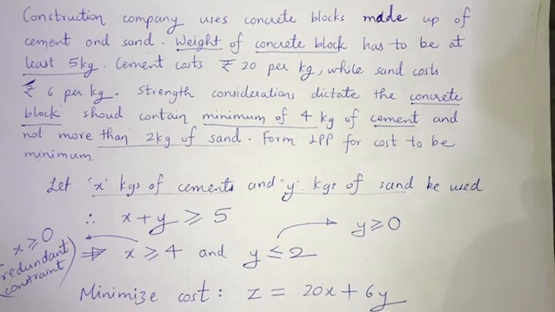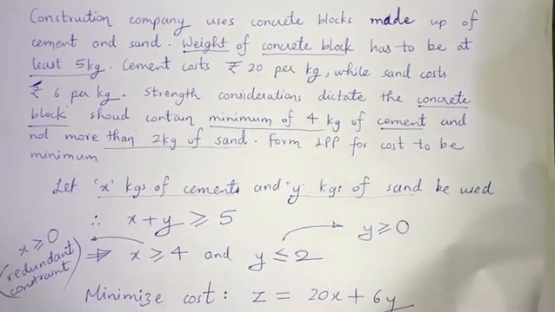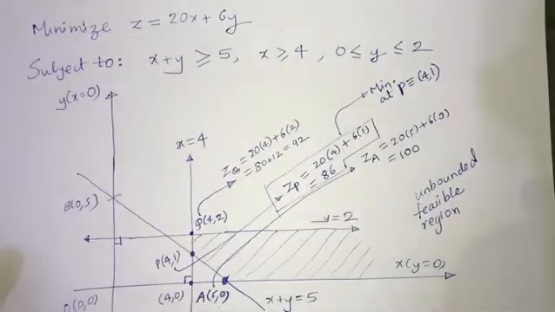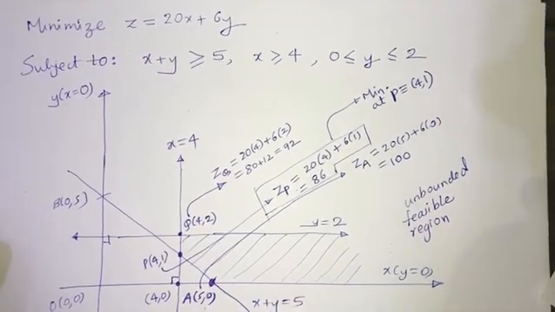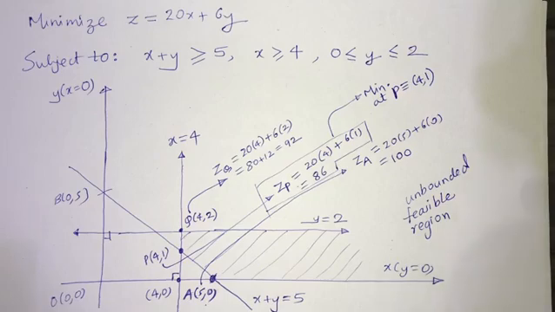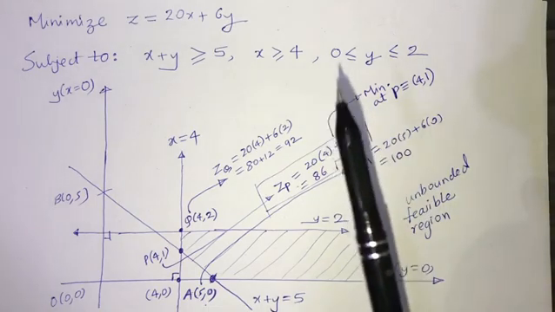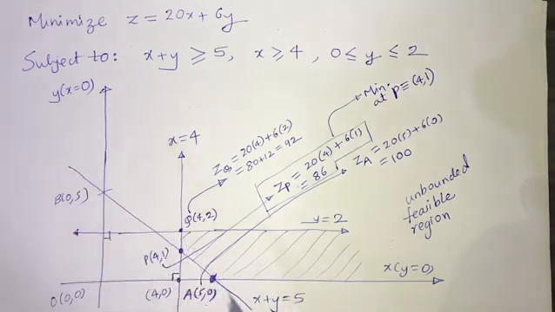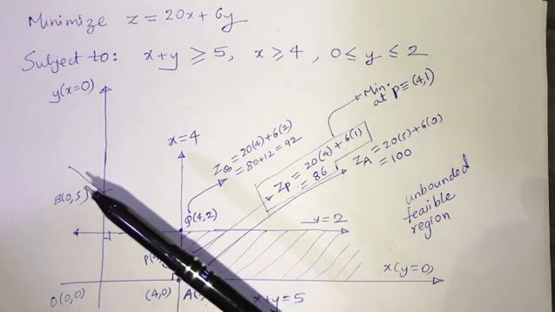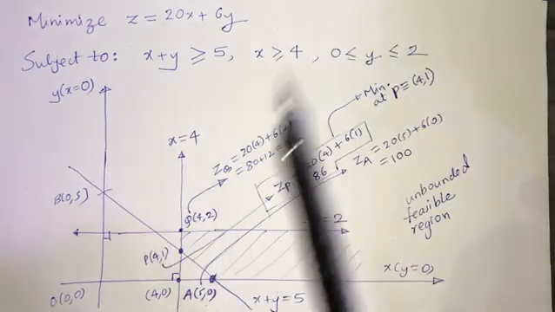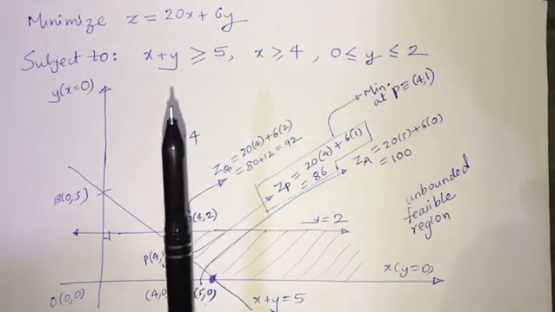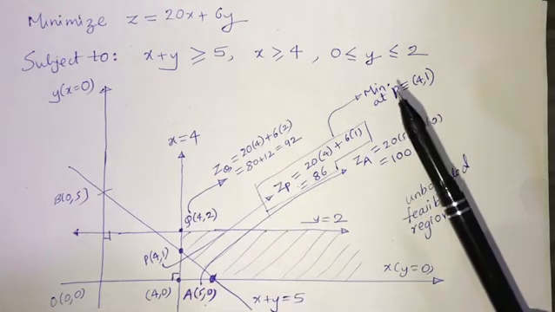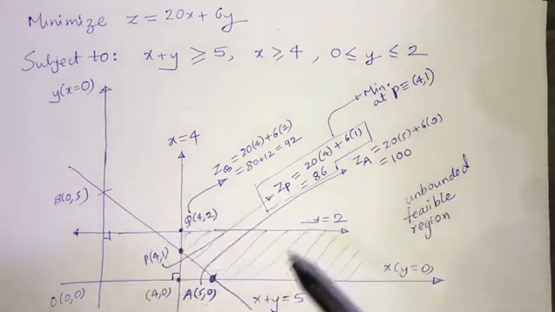So that is the formation of the LPP. I'm doing it in short only for CET questions. I'm not solving it using the step 1, step 2, step 3, step 4 process which I had shown you in the previous video. We are straight away going to the graph. The first constraint is x plus y greater than or equal to 5, so x plus y equal to 5 is a straight line, and this is the solution, non-origin side. Then we have the second constraint x greater than or equal to 4, non-origin side, y between 0 and 2. And this is the feasible region.